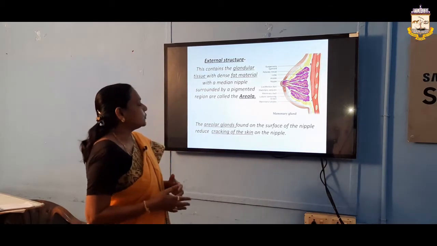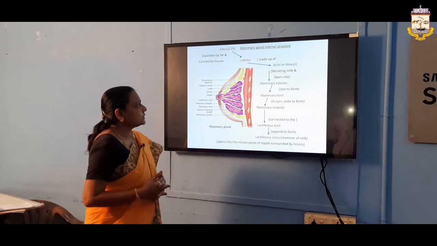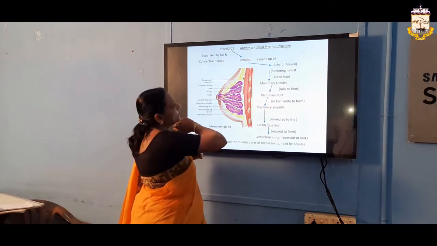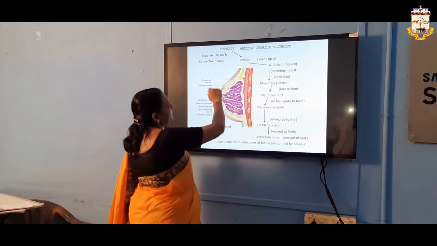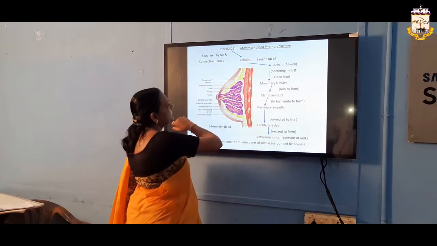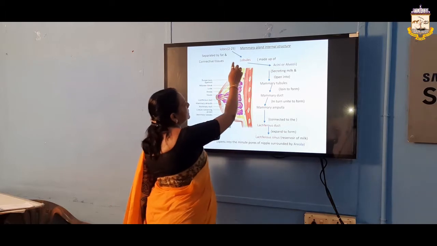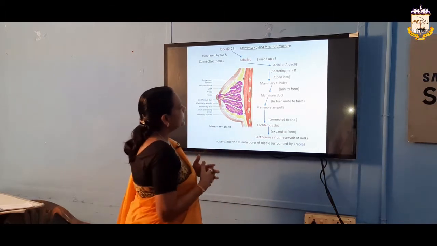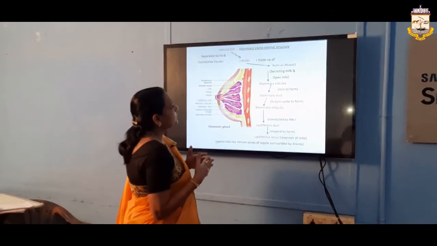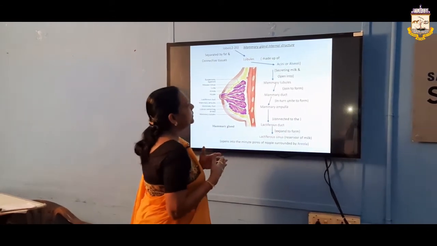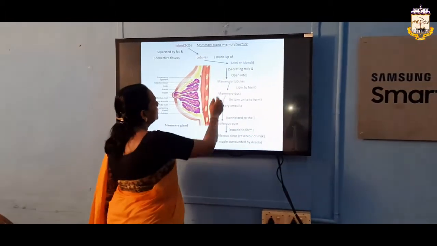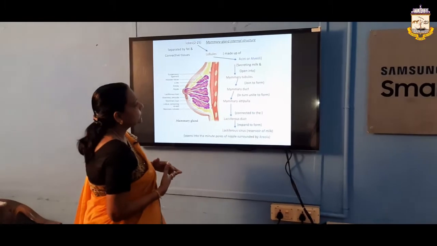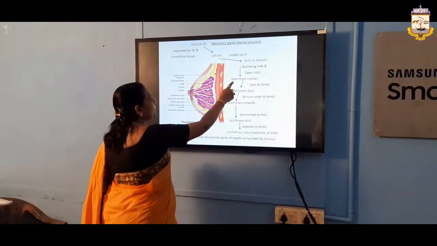And the internal structure, when you see the internal structure of mammary glands, you can see the lobes, nearly 2 to 25 lobes are present, separated by connective tissue of fat. The lobes in turn are made up of lobules, which are mainly the acini or alveoli. The acini or alveoli are responsible for secreting milk, and they open into the mammary tubules.